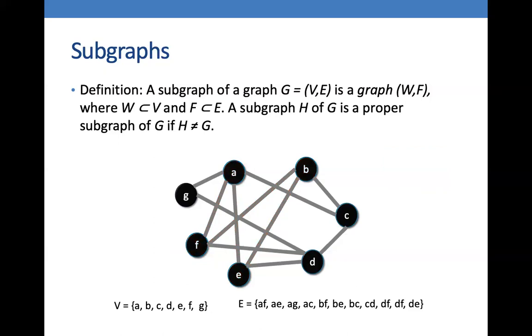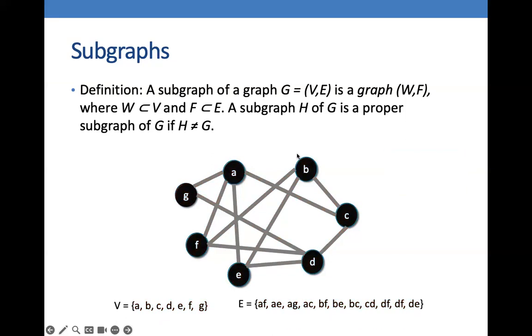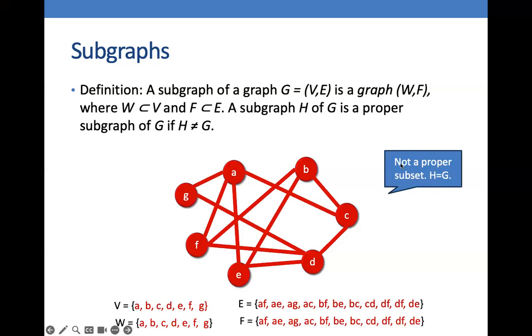Now, let us have this example. Going back to the original graph again, these are all the vertices and all the edges. Assuming that we took the whole graph as a subgraph, W will then be equal to V, and F will also be equal to E. So there is an equality in these sets, and as you can see, H is equal to G. So we can say that it is not a proper subgraph. It is still a subgraph, but not a proper subgraph.